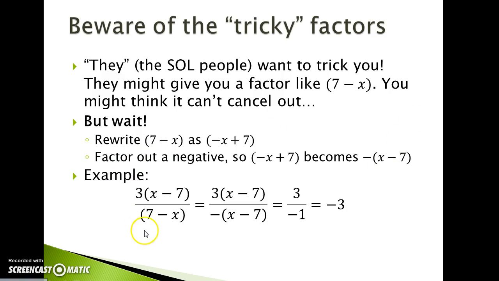Here's an example where you might see it used. This is what they might give you. On the bottom, you notice that it's one of those tricky factors. We eventually can factor it until it looks like this, factoring out that negative 1, changing the order of the x and the 7. And then we see, oh, hey, wait a minute. I've got x minus 7 on the top and x minus 7 on the bottom. They are factors. I can cancel them out. And when I cancel them out, I get 3 over negative 1 or negative 3.